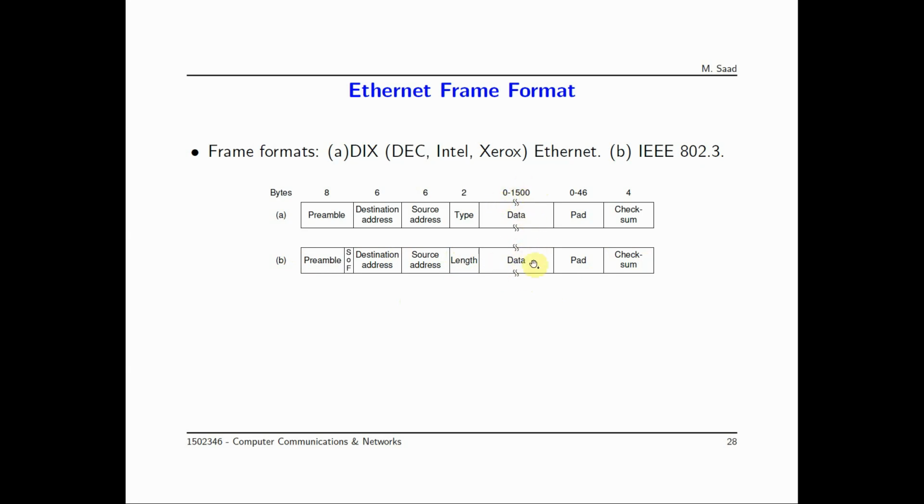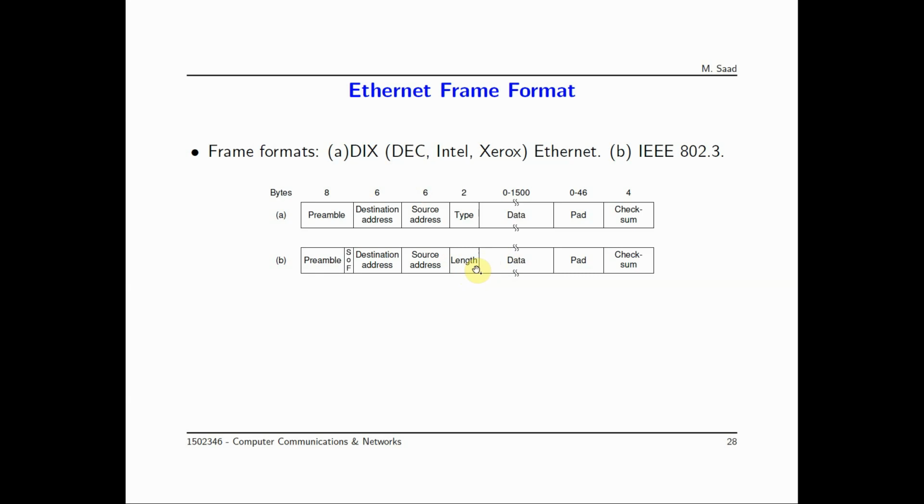So depending on how many data bytes we have, we just add the rest of the frame, header and trailer, and then we indicate the total length here in this field. Now, what does this indicate? As you notice, the DIX frame does not have a length field.